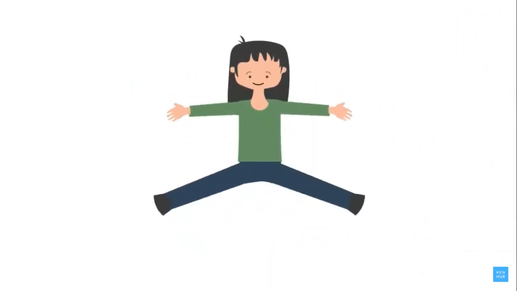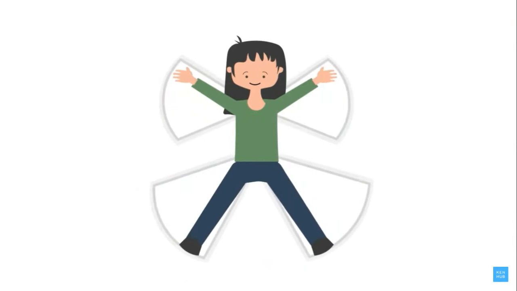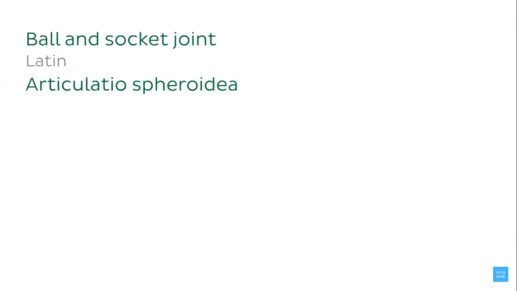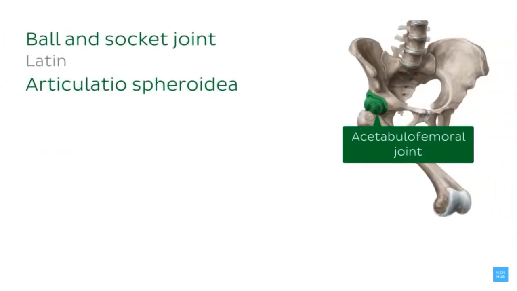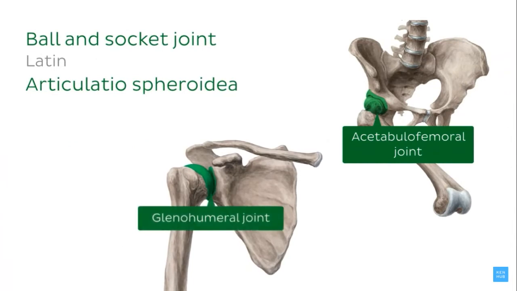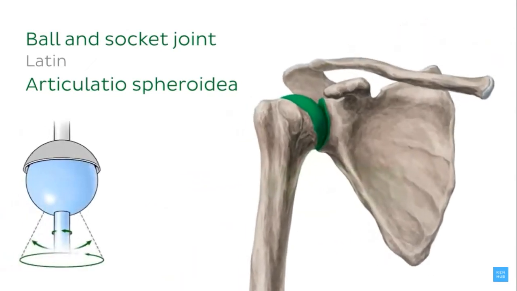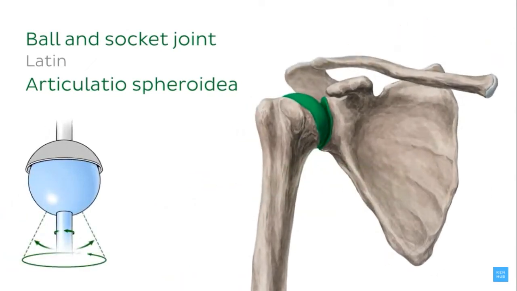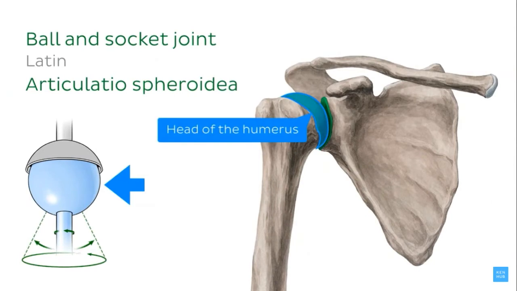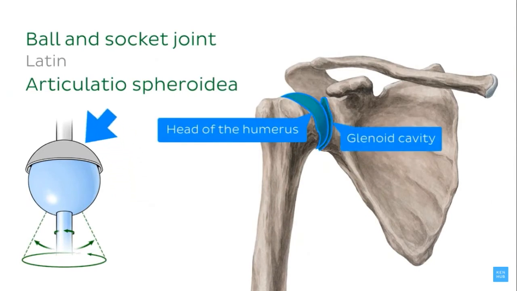For example, ball and socket joints are pretty useful when you want to play in the snow and make a snow angel. 2 examples of this joint are the acetabulofemoral joint, otherwise known as the hip joint, and the glenohumeral joint, or the shoulder joint, which is shown here. Using the glenohumeral joint as a reference, we can see that this ball and socket joint has one ball-shaped articular surface, the head of the humerus, and one socket-like articular surface, the glenoid cavity.